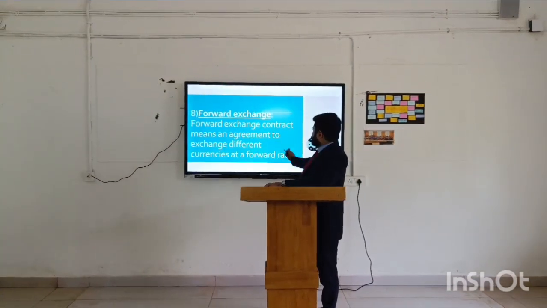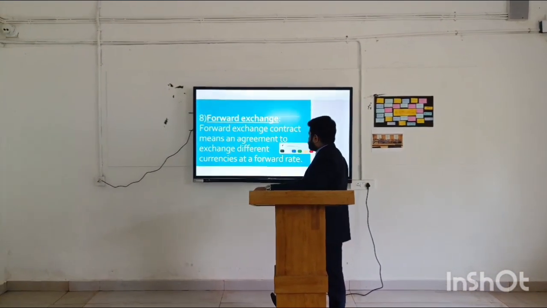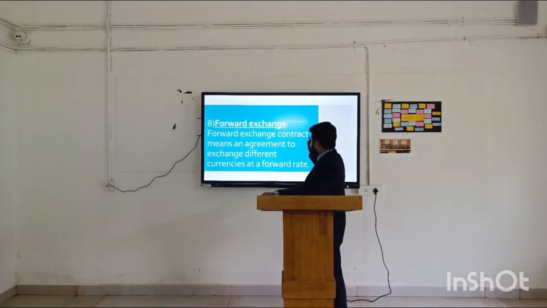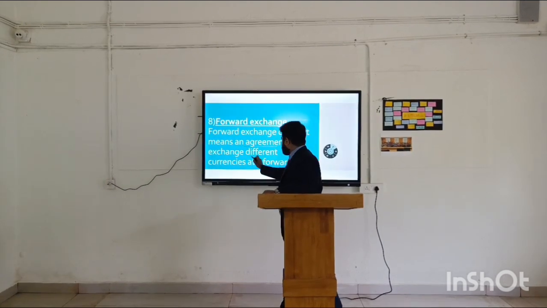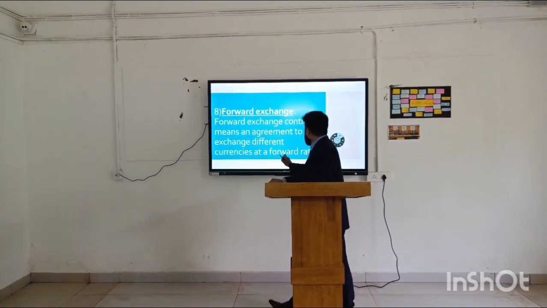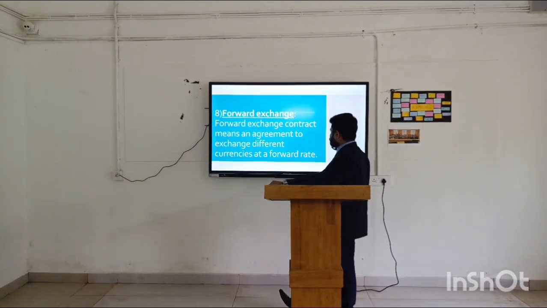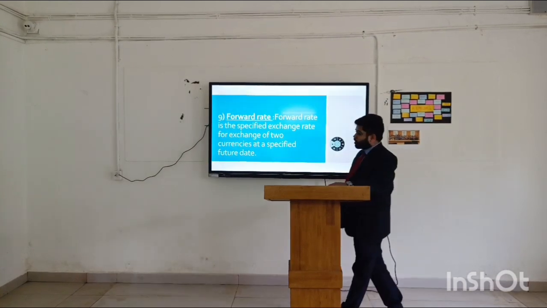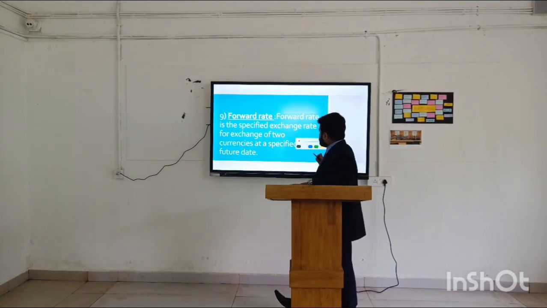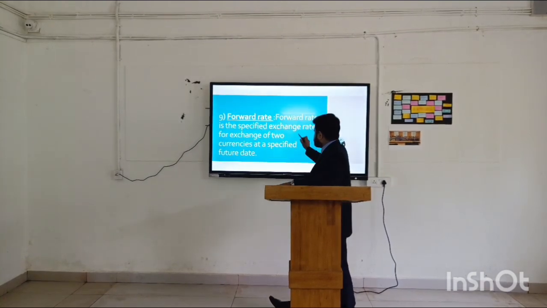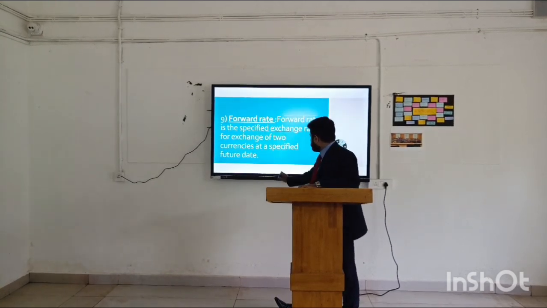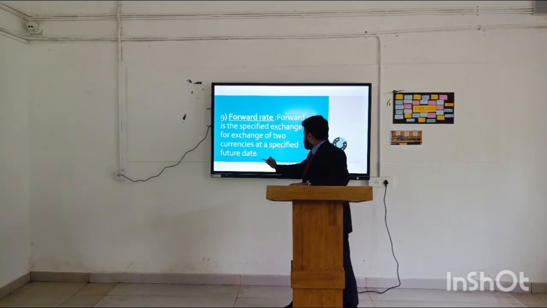Eighth one, forward exchange contract. A forward exchange contract means an agreement to exchange currencies at a forward rate. Now moving to the ninth one, forward rate. Forward rate is the specified exchange rate for exchange of two currencies at a specified future date.